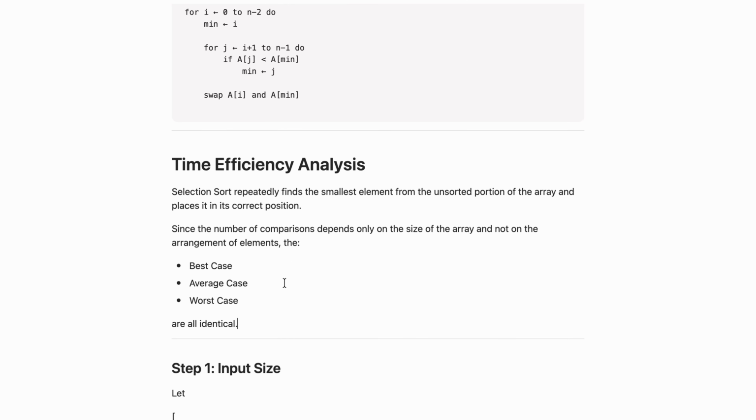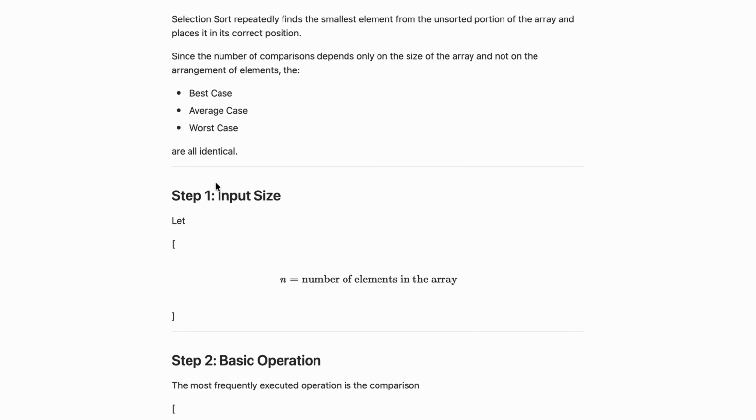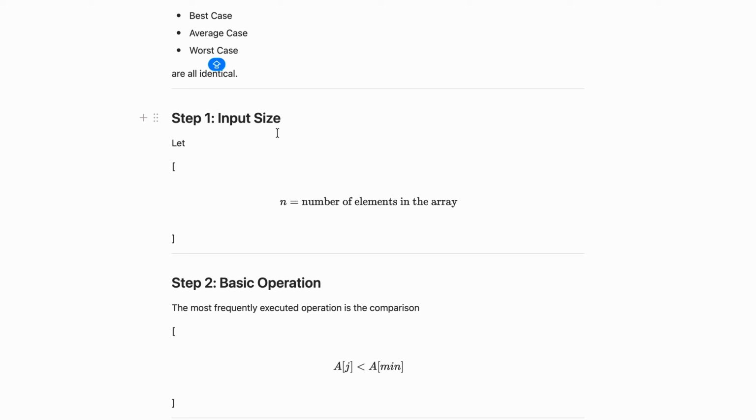Now we will understand the time efficiency analysis. Selection sort repeatedly finds the smallest element from the unsorted portion of the array and places it in its correct position. Since the number of comparisons depends only on the size of the array and not on the arrangement of elements, the best case, the average case and the worst case are all identical, meaning they will be the same for all cases.